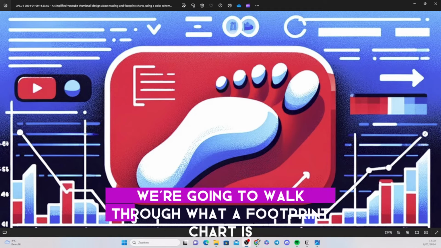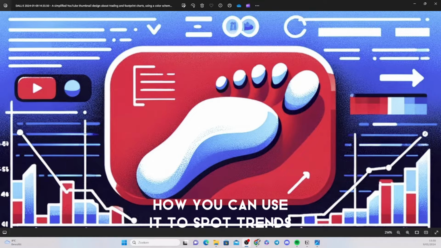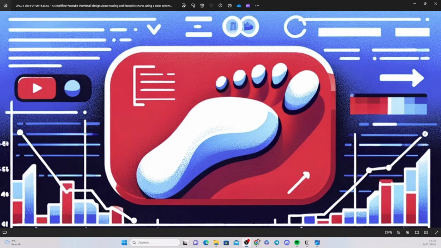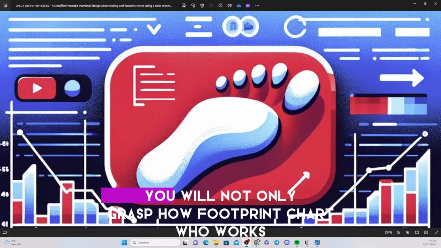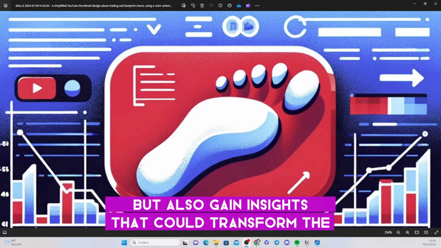We're going to walk through what a footprint chart is, how to read it, and most important, how you can use it to spot trends, reversals, and key levels of support and resistance. By the end of this video, you will not only grasp how a footprint chart works, but also gain insights that could transform the way you trade.